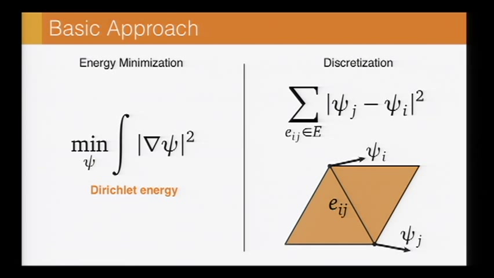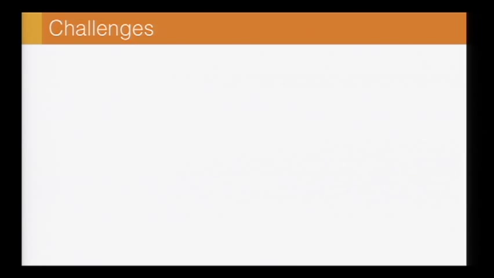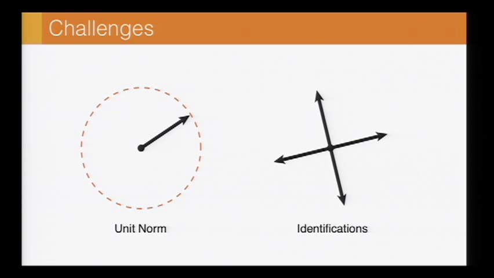But there are a few challenges we can run into here. One is that in most applications we don't care about the magnitude of these vectors, but just their direction. So we have sort of a unit norm constraint to deal with. Another is that we have to somehow encode this idea of identification. So for a cross field, for instance, we want to ignore rotations by 90 degrees.